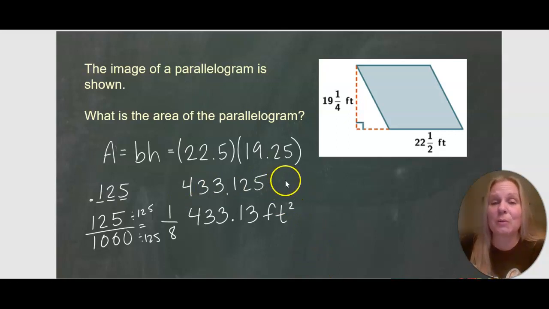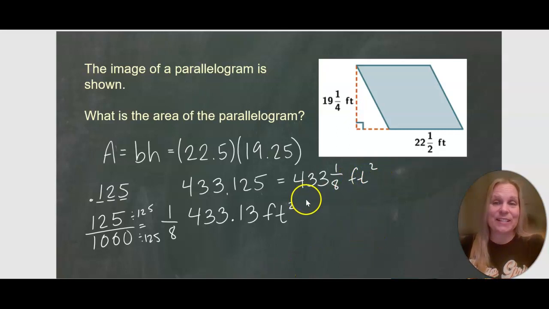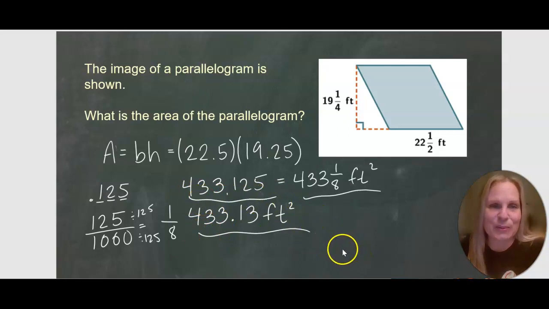All right, so another way we could write this would be 433 1/8 square feet. All right, there it is in mixed number form and in rounded decimal form and in exact decimal form.